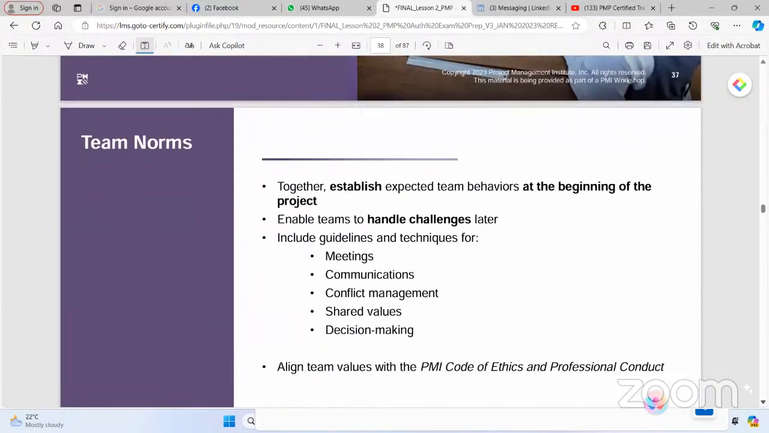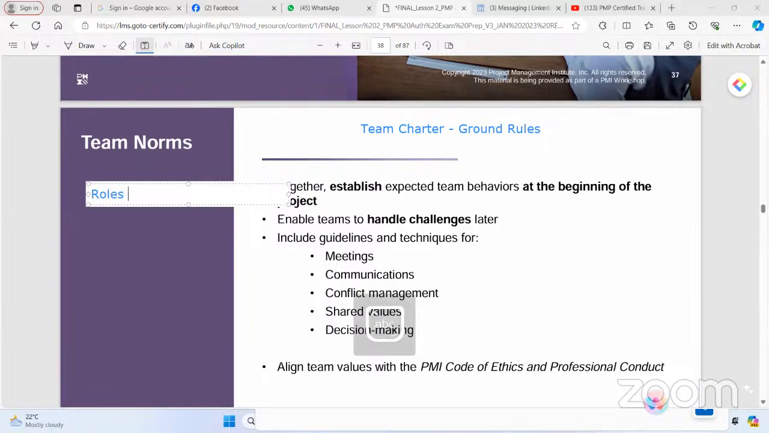So earlier, when we started today's lecture, I talked about two important things. One was the ground rules, and the other was the team charter. When we form a team, it's important that we set up the ground rules from the very beginning. One document that we will need is the team charter, which includes the roles and responsibilities as the first thing. We need to add the roles and responsibilities for the team within the team charter.